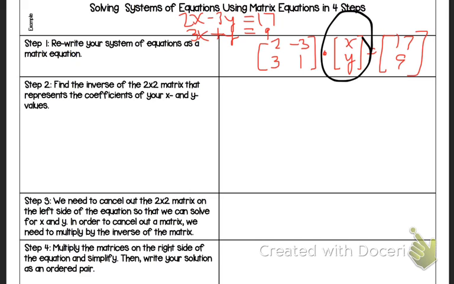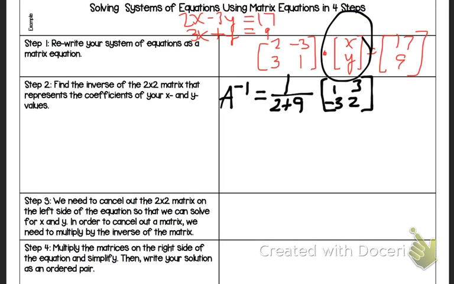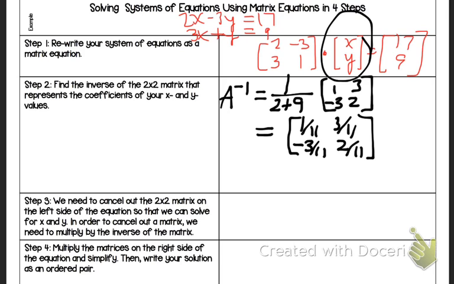So we're going to do the determinant. Let's just call this A inverse. So the determinant is going to be 1 over 2 times 1 is 2 minus negative 9, and then we switch the 1 and the 2 and make everything else negative. So negative 3 turns into positive 3 up there. Okay, so that just becomes 1 over 11 basically. And if I distribute that in, sorry, I'm kind of skipping some steps because I'm trying to hurry. We get 1 over 11, 3 over 11, negative 3 over 11, and 2 over 11. Okay, so that would be our inverse matrix.